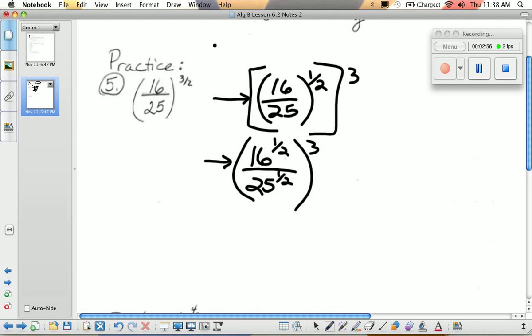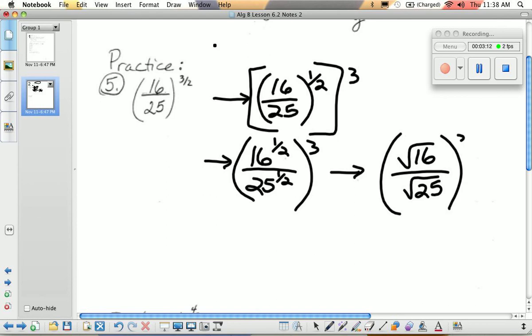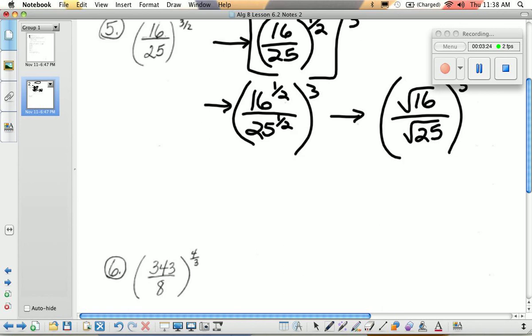Well, let's rewrite this. What does 16 to the 1/2 power really mean? The square root of 16. And same thing with the 25, the square root of 25. Again, we're not using our calculator to do this, so we're making it so that we can understand how to get to that answer without the calculator. Well, what is the square root of 16? 4. So the square root of 16 is 4, and the square root of 25 is 5.